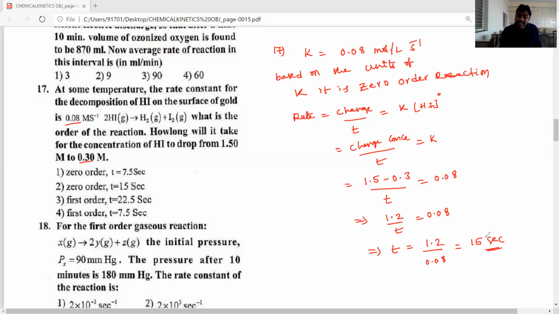See, during that 15 seconds, the concentration of HI changes from 1.5 to 0.3, and it belongs to a zero order reaction. So the answer is the second option. Here the order of the reaction we find based on the rate constant units. Then for the time, rate is equal to the constant: change in the concentration with respect to time is equal to K. Then the time is 15 seconds. Okay students, the remaining questions we will discuss in the next class.